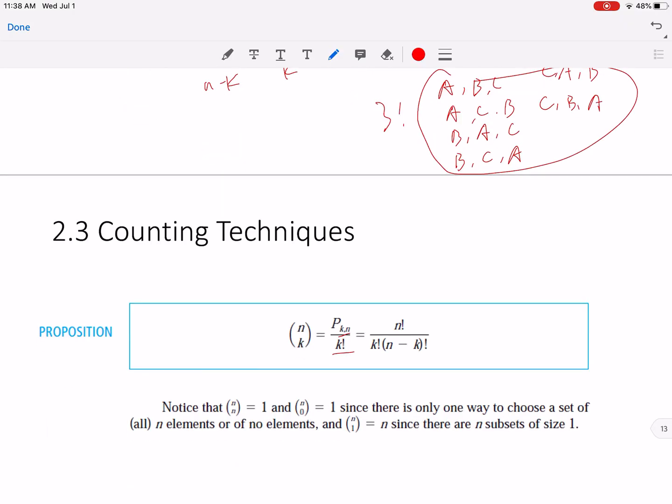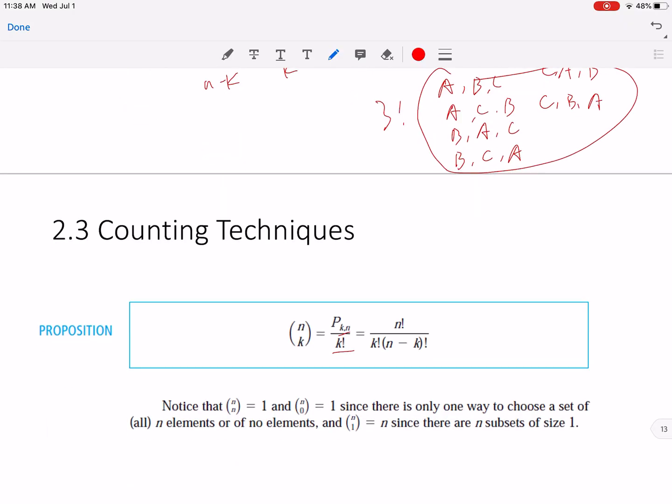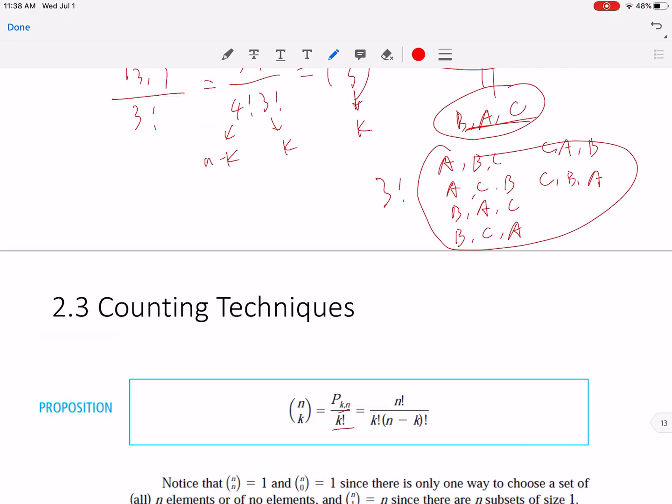So once again, the main difference between the permutation and the combination is we want to make sure if we are looking for an ordered subset or an unordered subset. If we are looking for the ordered subset, we can think of the permutation. If we are looking for the unordered set, we can think of the combination. They are completely different.